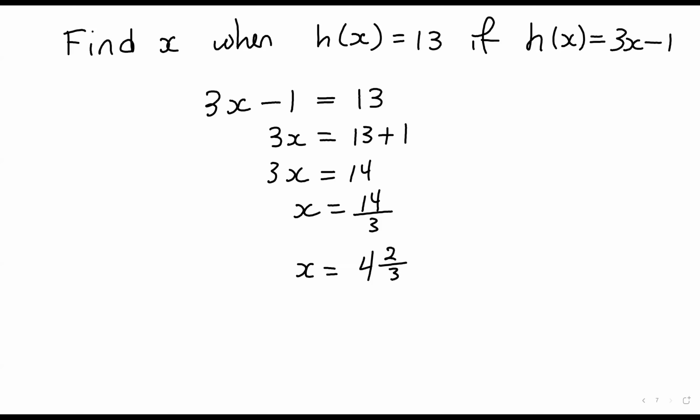And again, to check to see if your answer is correct, it means that when x is 14 over 3, h of x should be 13. Look, h of 14 over 3 would be equal to 3 times 14 over 3 minus 1. I should get the answer as 13. So the 3's could cancel, and that'll be 14 take away 1, which is 13. So you see, my answer is correct because when x is 14 over 3, or 4 and 2/3, h of 14 over 3 is 13.